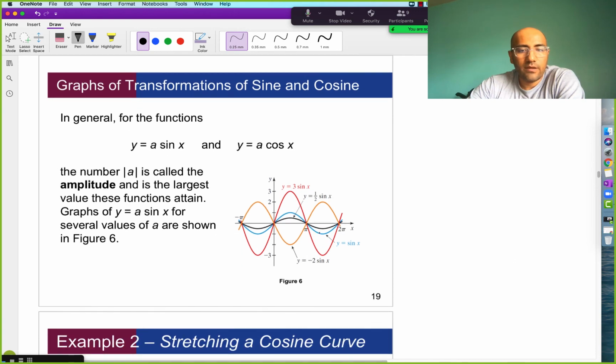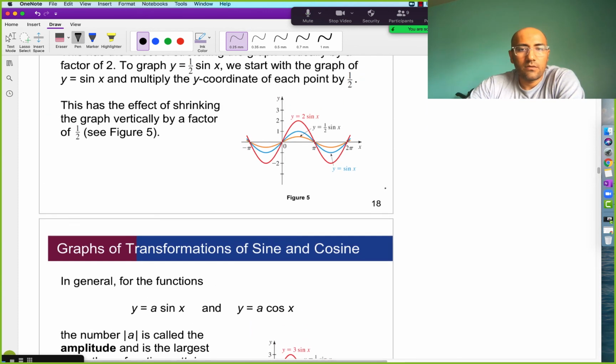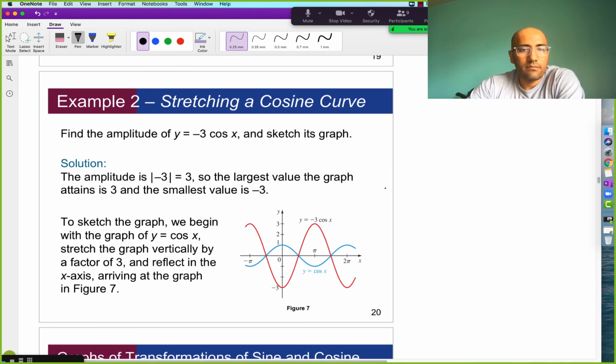Same thing with this sine function. Multiply it by 3, we get an even bigger stretch. Multiply it by a half, we get this one. And then a negative out in front means that we have both a reflection about the x-axis as well as a vertical stretch by a multiple of 3.